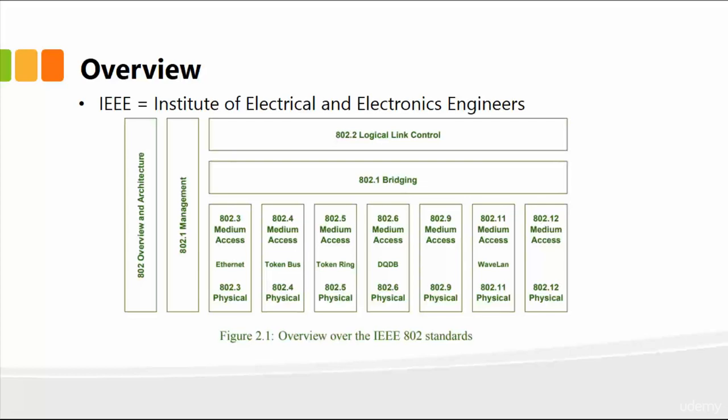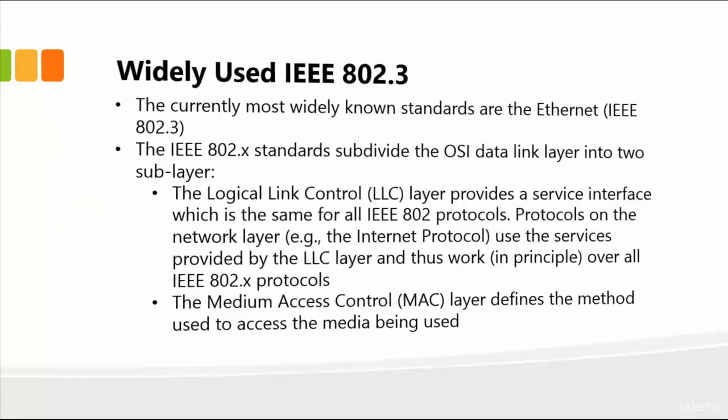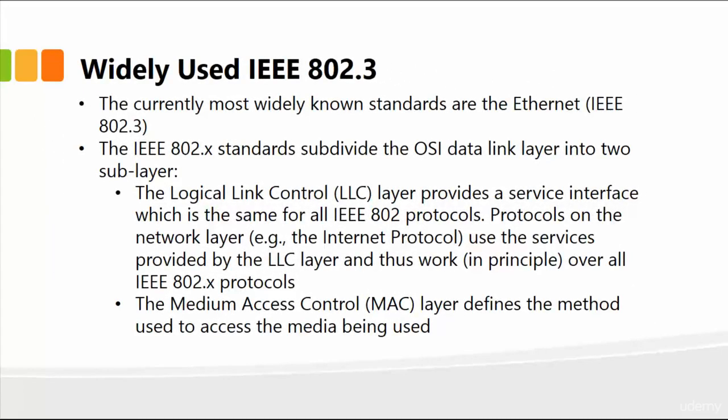So for example, if you were to go out there and buy a network card, it will conform to one of these standards. Typically in your laptop, in your PC, you'll have the network cable being plugged in, right? That falls under the 802.3 Ethernet standards. The most widely used is IEEE 802.3, and all across the networking industry, you'll find the 802.3 standards.